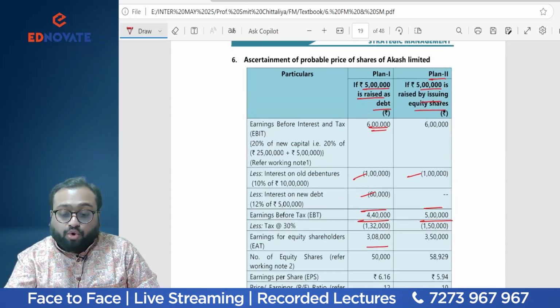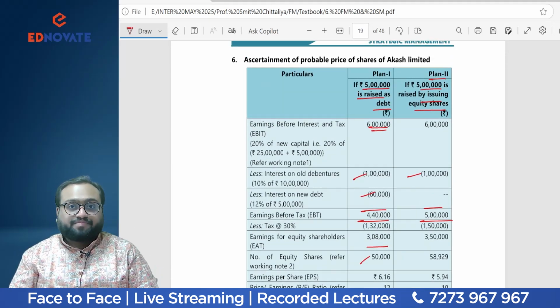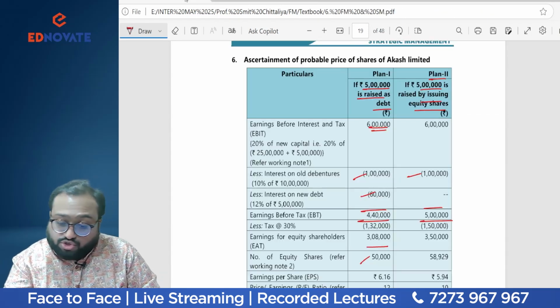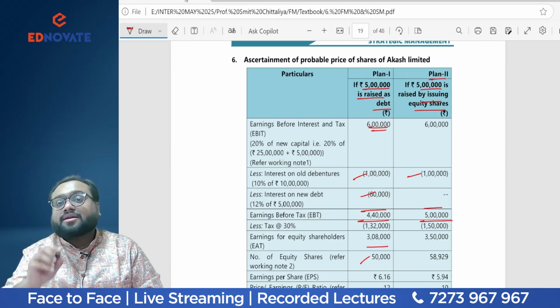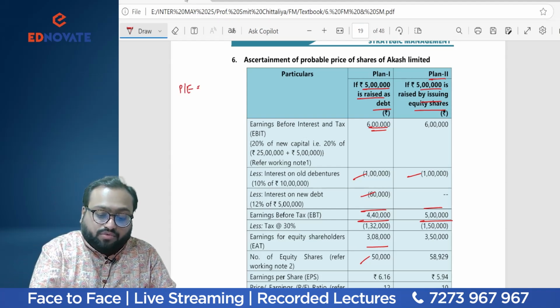Now if no new equity shares are issued, my existing equity shares are 50,000. But if new equity shares are issued, kindly check properly, the new equity shares are issued at ruling market price, and the ruling market price we need to find out. Now how can we find out ruling market price? See, normally P/E is equal to MPS upon EPS.